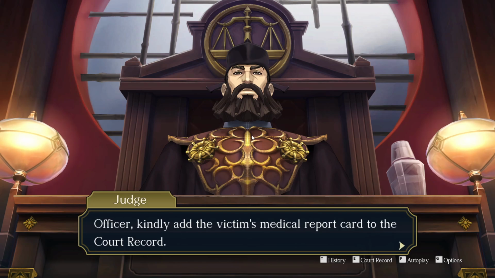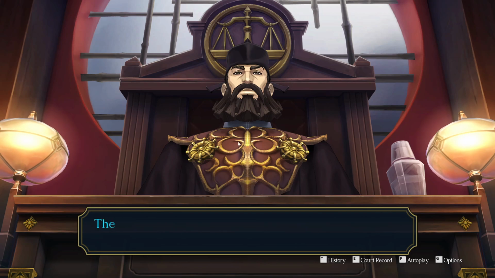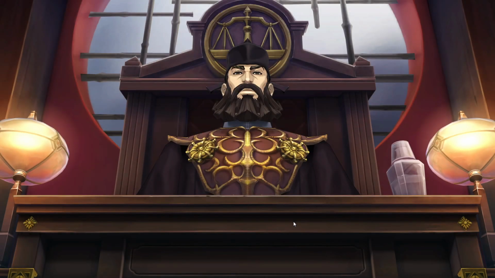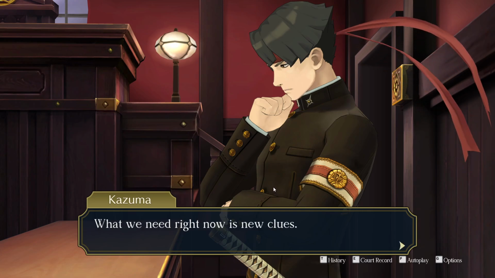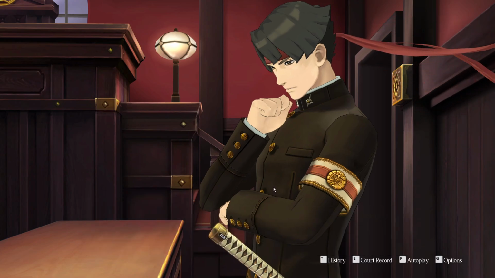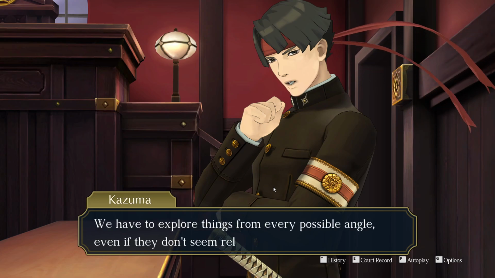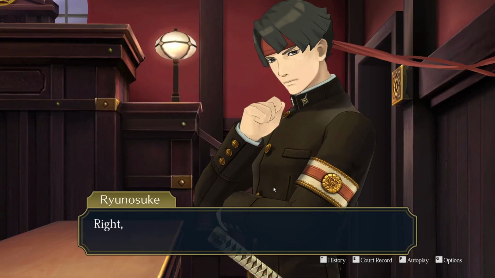Officer, kindly add the victim's medical report card to the court record. The victim's medical report card has been entered into the court record. What we need right now is new clues. We have to explore things from every possible angle, even if they don't seem relevant at first.